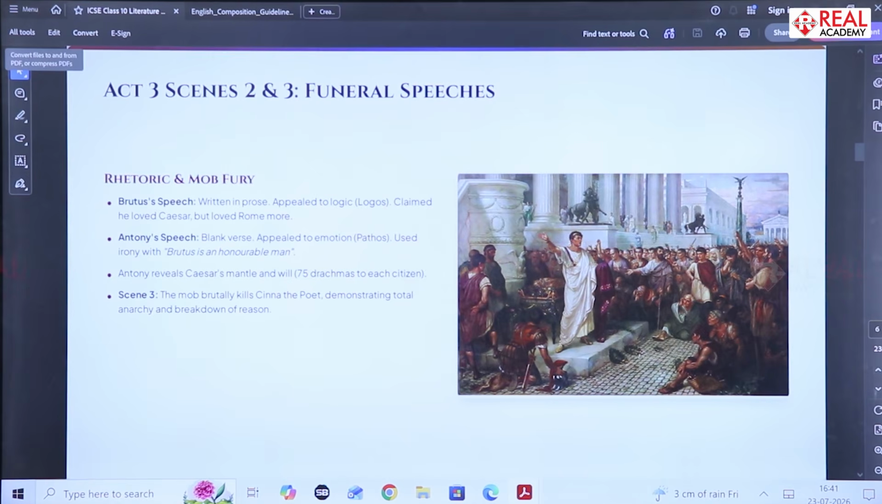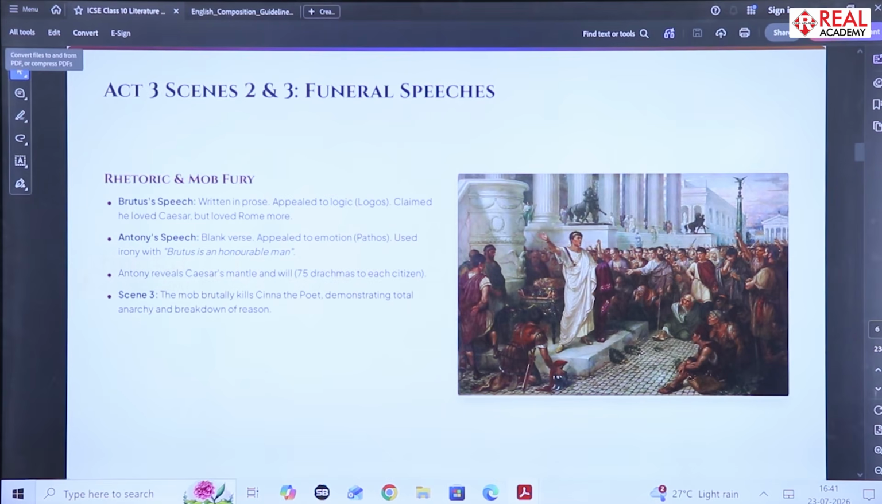Significance of Scene 2: It demonstrates the contrast between Brutus' logical speech and Antony's emotional speech, shows Antony's mastery of rhetoric and persuasion, marks the beginning of civil unrest in Rome, highlights the danger of mob mentality and emotional manipulation, and proves that words can be more powerful than weapons.